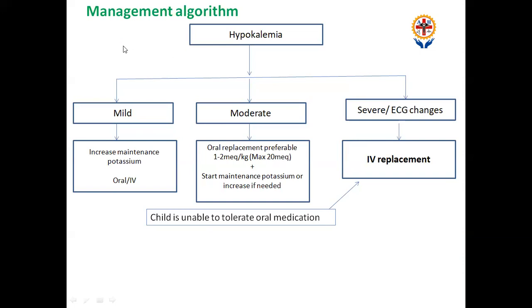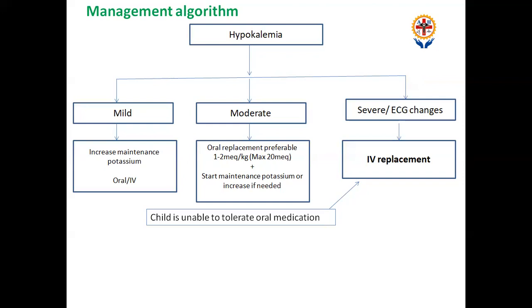So we have a management algorithm for hypokalemia. If you have mild hypokalemia, you just need to increase the maintenance potassium. Like what you are talking about, from 20 milliequivalents, you can go to 30 or 40 milliequivalents. If Chelis is taking oral feeds well, you can increase the intake by giving Polyclore syrup. So you start with the extra.